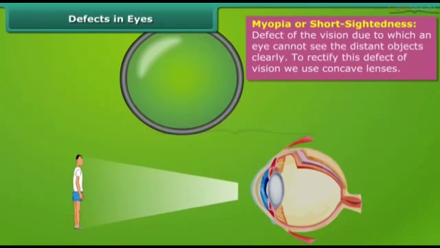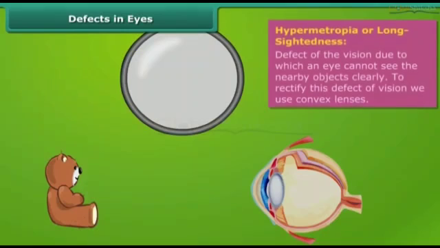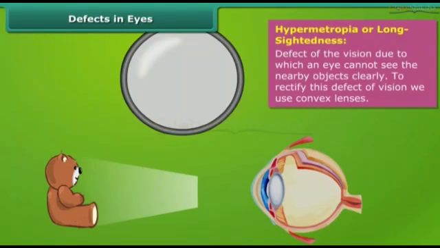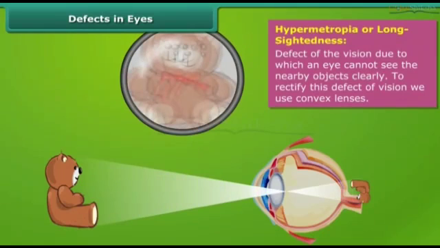Myopia or short-sightedness. Defect of the vision due to which an eye cannot see distant objects clearly. To rectify this defect of vision, we use concave lenses. Hypermetropia or long-sightedness. Defect of the vision due to which an eye cannot see nearby objects clearly. To rectify this defect of vision, we use convex lenses.